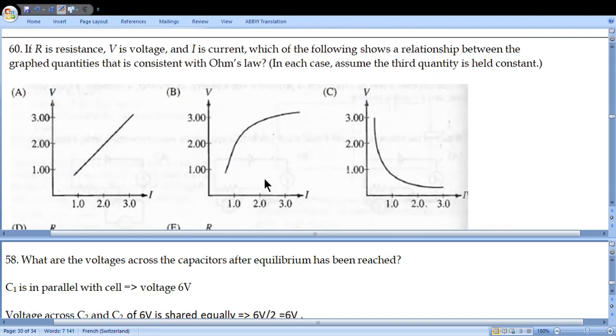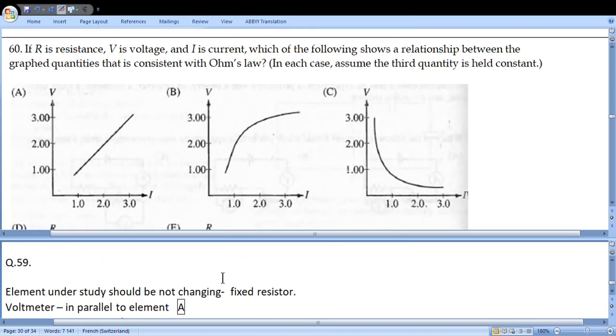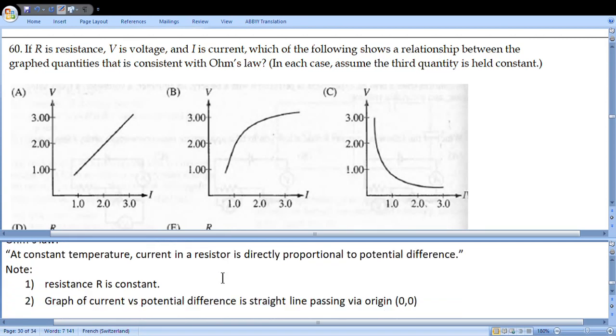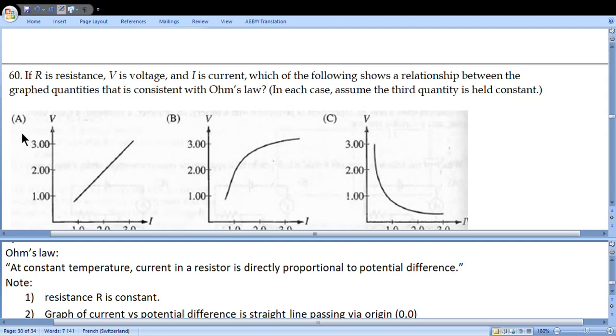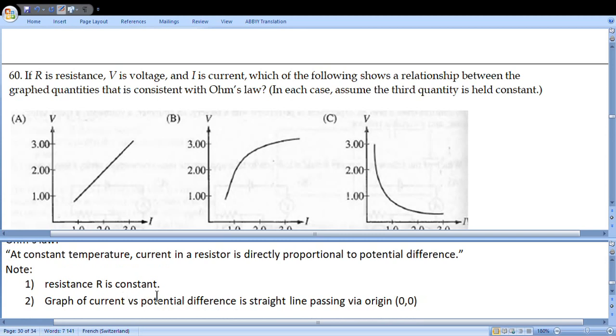60. If R is resistance, V is voltage, and I is current, which of the following shows the relationship between the graphed quantities that is consistent with Ohm's law? In each case, assume the said quantity is held constant. Ohm's law: at constant temperature, current in a resistor is directly proportional to potential difference. It means that resistance is constant, and the graph of current versus potential difference is a straight line passing through the origin.